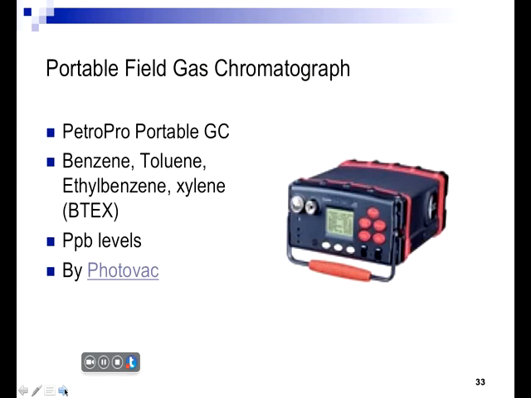This is an example of how that's useful. This is a portable gas field chromatograph, a Petropro portable GC. Those of you that have done internships in the petroleum industry may have even had an opportunity to use one of these before. They measure the BTEX, which is an acronym for benzene, toluene, ethylbenzene, and xylene. They can measure these at part per billion levels, so these are pretty sensitive, and it's a small handheld instrument.